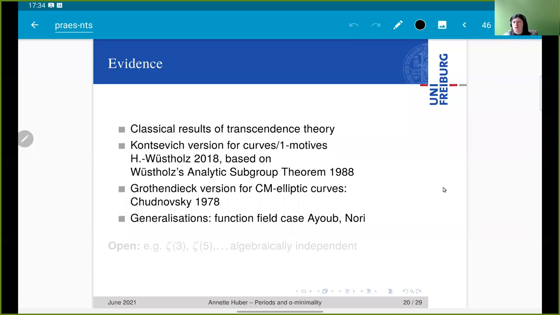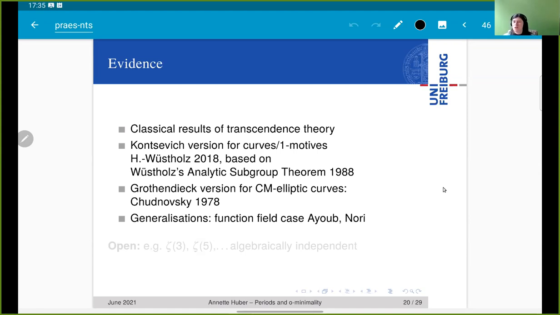So for the Grothendieck version, we really don't know anything. What we know is CM elliptic curves. So that's not all elliptic curves or all curves. It's complex elliptic curves with complex multiplication. Now this was established by Chudnovsky in 1978. He proved that the transcendence degree is at least two, and in this case, that's what you expect, and it gives you a sharp bound. So this is what we know about the period conjecture, as I stated it, or as I hinted. It's really next to nothing. Compared to the width of the problem, that's next to nothing.